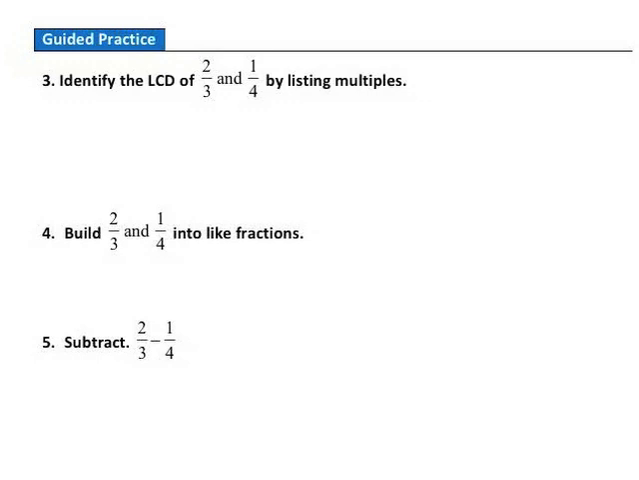Question 3. Identify the LCD of 2/3 and 1/4 by listing multiples. Well, we're looking for the first multiple that 3 and 4 have in common. If I take multiples of 3, I'll get 3, 6, 9, 12, 15. That's enough. I'll stop right there and I'll start listing multiples of 4. Multiples of 4: 4, 8, 12. I can stop. They both have a multiple of 12 in common.